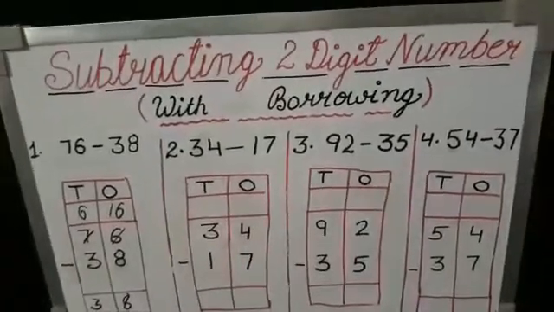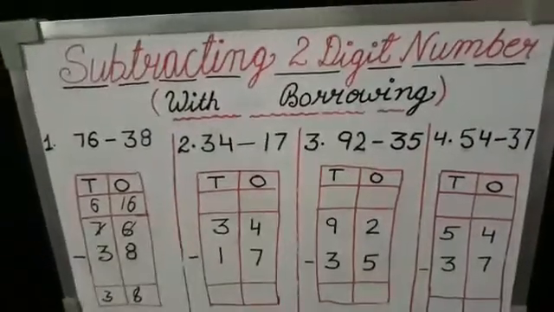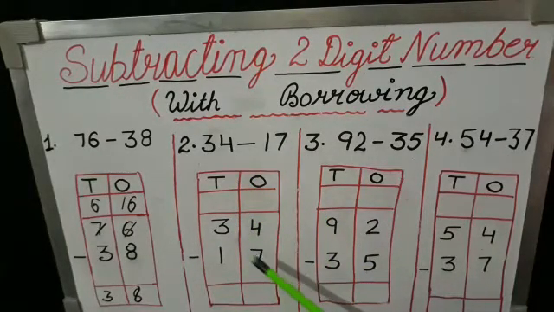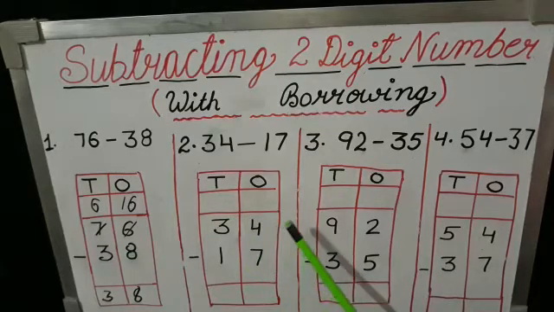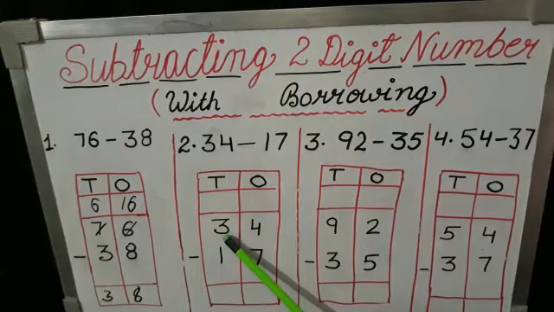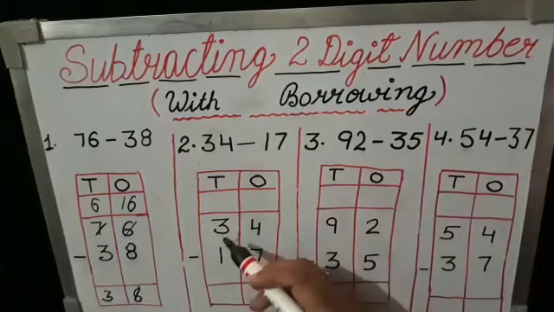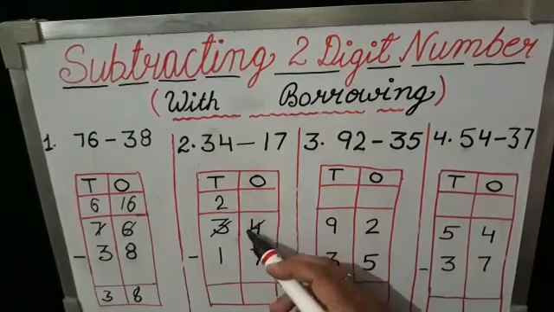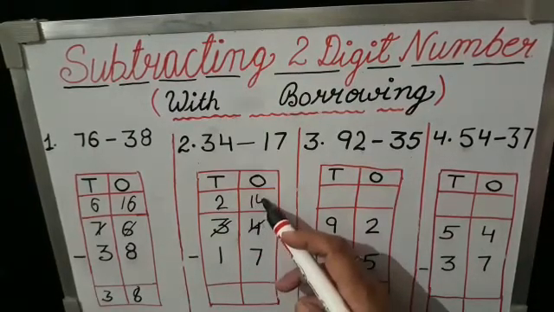Now let's take our second example. 34 minus 17. Again 34 minus 17. Here you can see 4 is smaller than 7. So we cannot subtract 7 from 4. So we'll make it bigger than 7. And how we'll make it? By taking one digit from tens column. So it is very simple. Here we'll cross it and here 3 minus 1 is 2 and here comes 14.